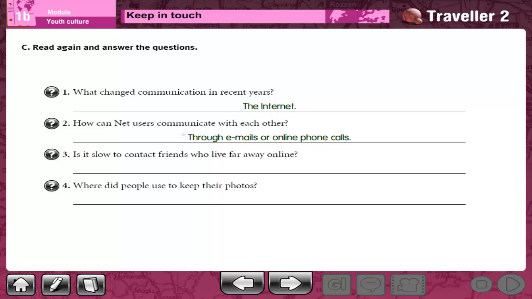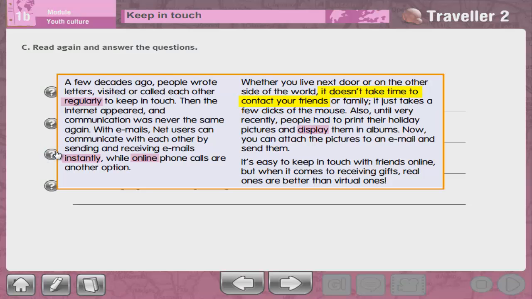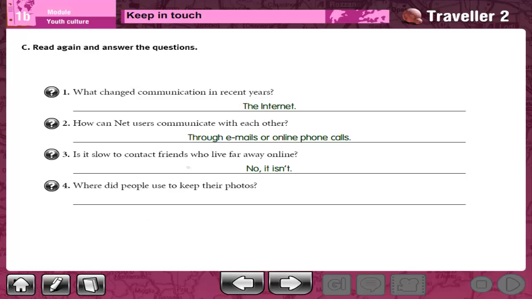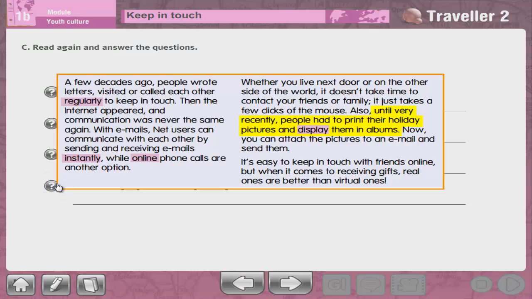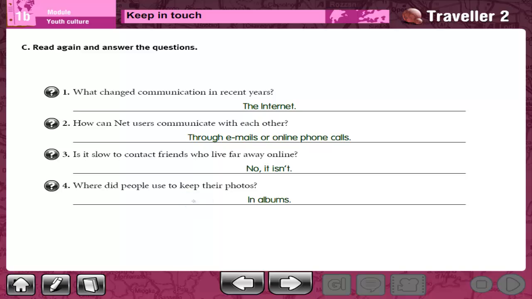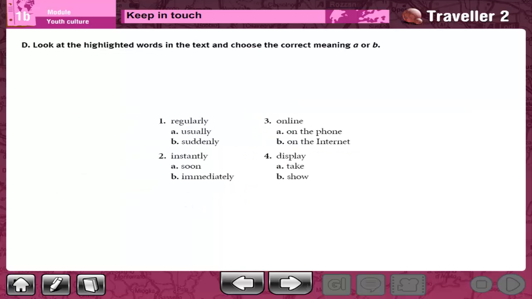Question 3. Is it slow to contact friends who live far away online? This is the answer. And you can see it, the answer. Number 4. Where did people used to keep their photos? And you see, in albums. Yeah.